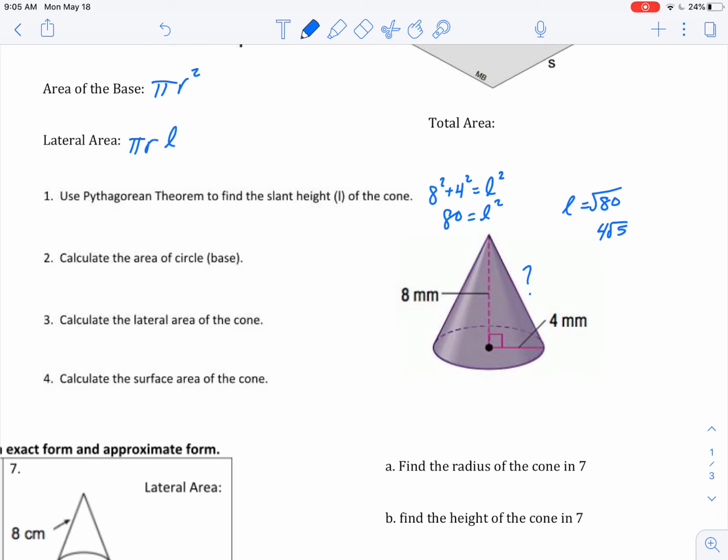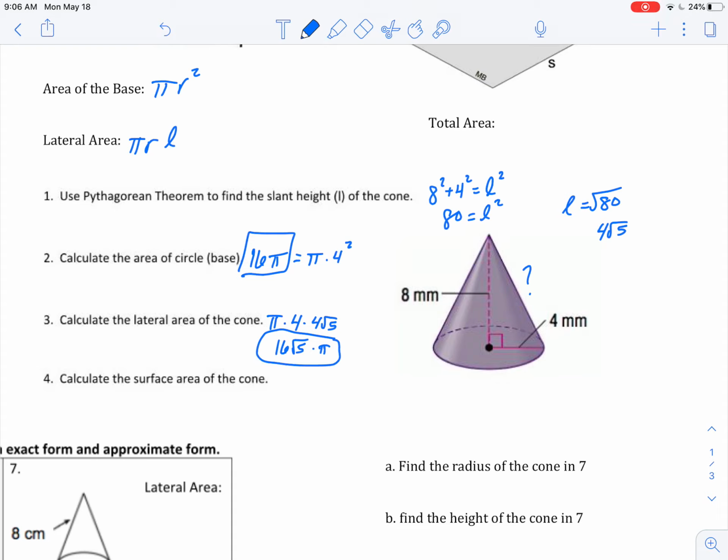And the area of the base, the circle base, is going to be pi r squared, or 16 pi. Pi times 4 squared. The lateral area would be pi times r times L, which would be 4 times 4, is 16. 16 root 5 times pi would be our lateral area.